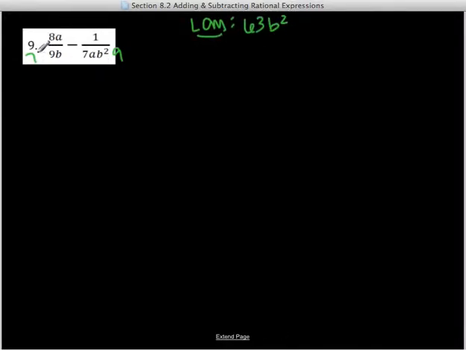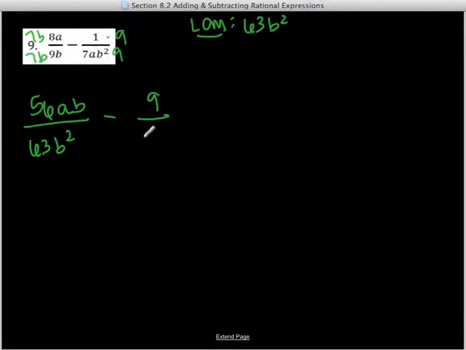Okay, so I have to multiply this one by a b, so it's by 7b. So I'd multiply. 7 times 8 is 56. A times b will just be ab. Over 7 times 9 is 63. B times b is b squared. Minus 1 times 9 is 9 over 7 times 9 is 63.